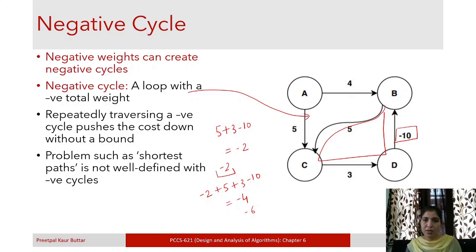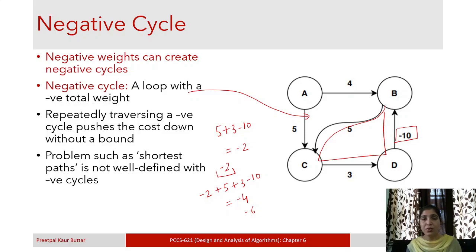So it will keep on decreasing if you repeatedly traverse this cycle, and every time it means you are getting a lower cost. So will you be able to find the optimal solution to the shortest paths problem using this kind of a graph which is having negative cycles and using an algorithm such as Dijkstra? The answer is no. Okay, so then what is the solution?